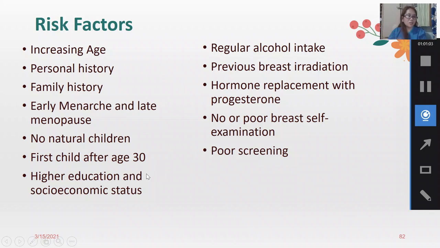At risk kayo kapag marami na ang magiging problem kapag nanganak kayo at the age after 30. So, medyo aga-agahan nyo. 29, pwede na. So, higher education and socioeconomic status.